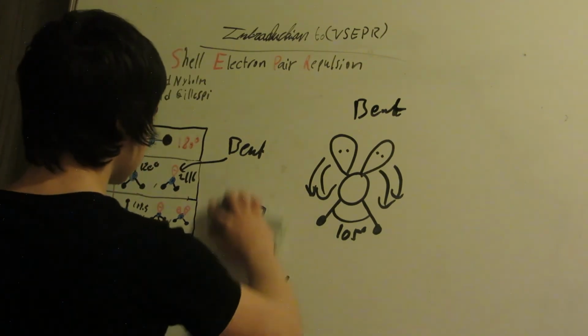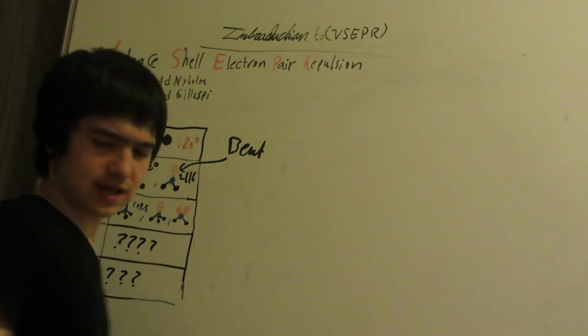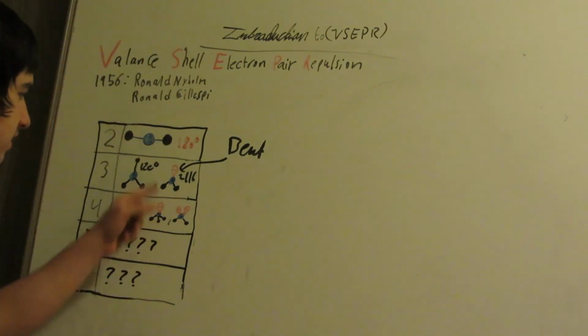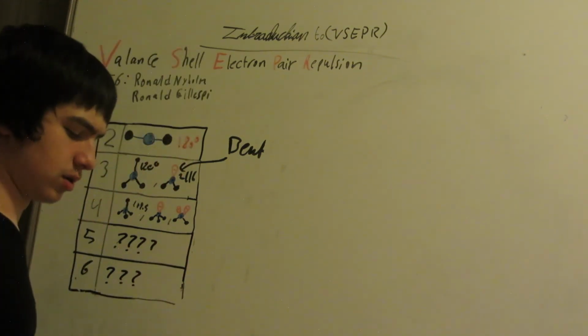So that's all about the VSEPR model, and I hope it was useful. Just let's understand everything, that we have two bent models. One of them has one lone pair of electrons and the other one has two lone pairs of electrons.